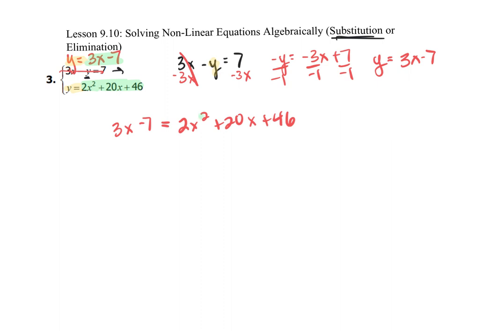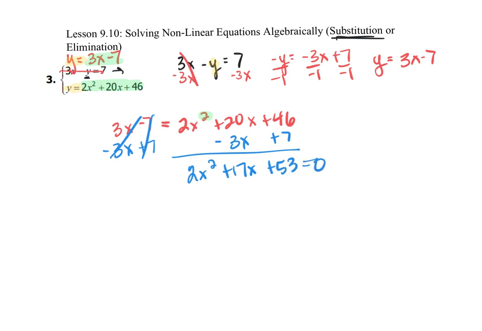Now this is a quadratic equation, so we need to get it set equal to 0. The 2x squared is already positive where it's at, so I'm going to subtract 3x from both sides and add the 7 using my opposite operations. So this is 2x squared, 20 minus 3 is positive 17x, and 46 plus 7 is positive 53. And this is now all equal to 0.